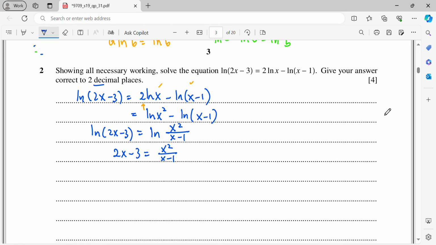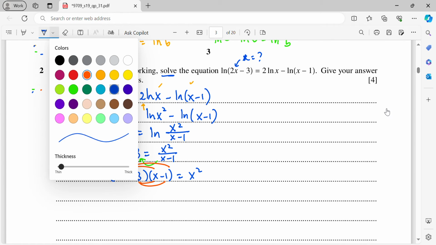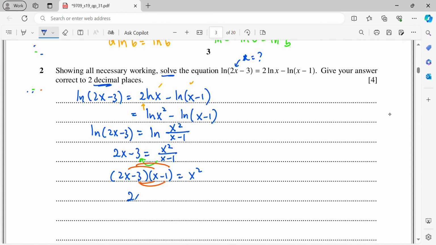Now here, solve means basically you need to find the unknown. What is your x in the question? For this question, the easiest way is just to move up the denominator. When you move it up, it means times. So then I will be getting 2x minus 3 times x minus 1, that is x squared. Then for the left hand side, just do expansion, multiply 1 by 1. So I will be getting 2x times x, it will be 2x squared. 2x times minus 1 is minus 2x.